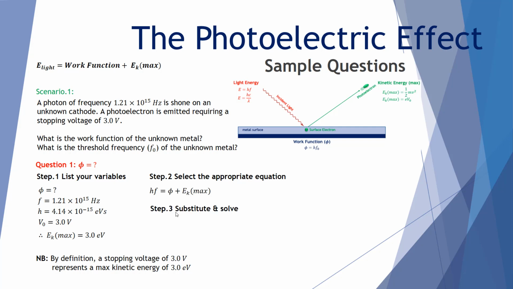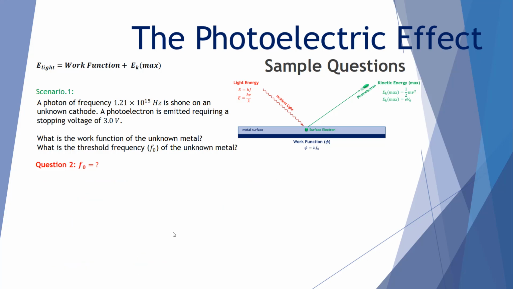Let's substitute our values in. So 4.14 by 10 to the negative 15 is Planck's constant in electron volt seconds, multiplied by the frequency of 1.21 by 10 to the 15 is equal to the work function plus the 3 electron volts that we worked out was the kinetic energy. When we do our sums, that produces a work function of 5 electron volts.